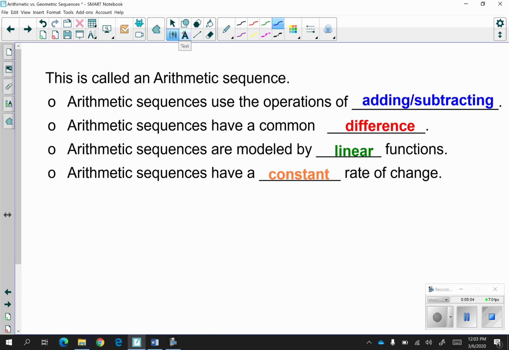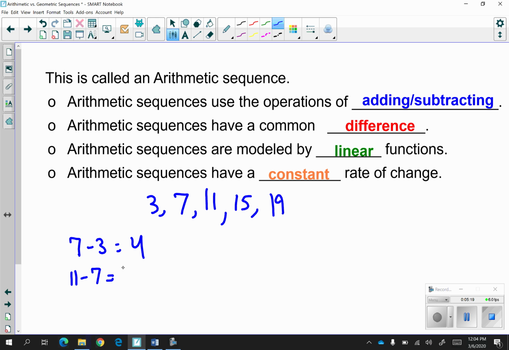If you look at the problem before, the 3, 7, 11, 15, and 19, we call it a common difference because if you do 7 minus 3, you get 4. If you do 11 minus 7, you get 4. 15 minus 11, 4. 19 minus 15, 4. And that's where the common difference is actually coming into play. The way I like to remember it is that arithmetic sequences are A for adding.